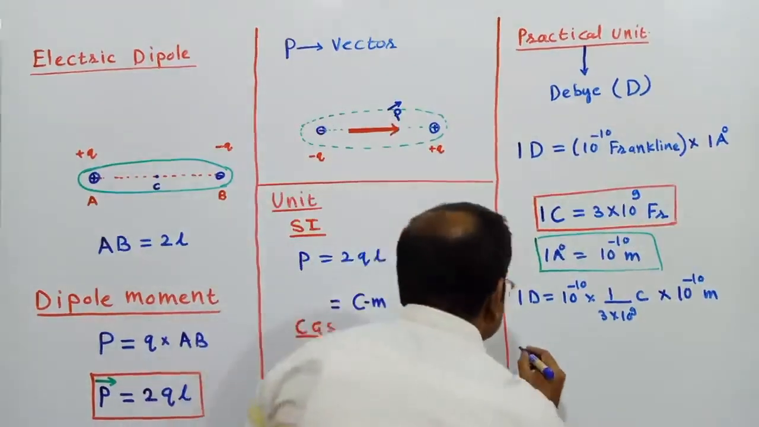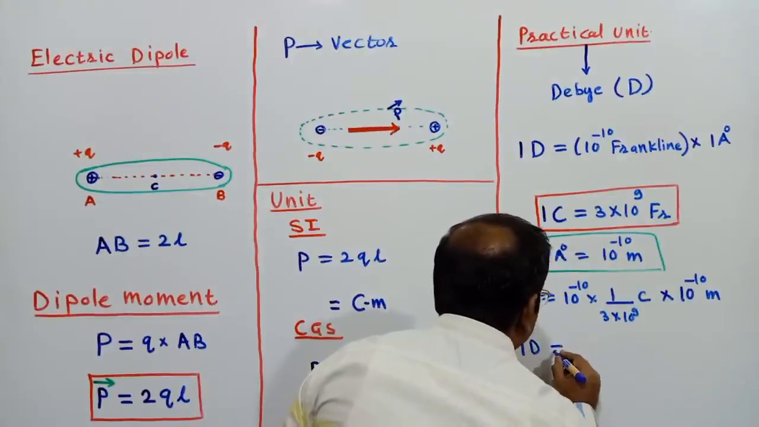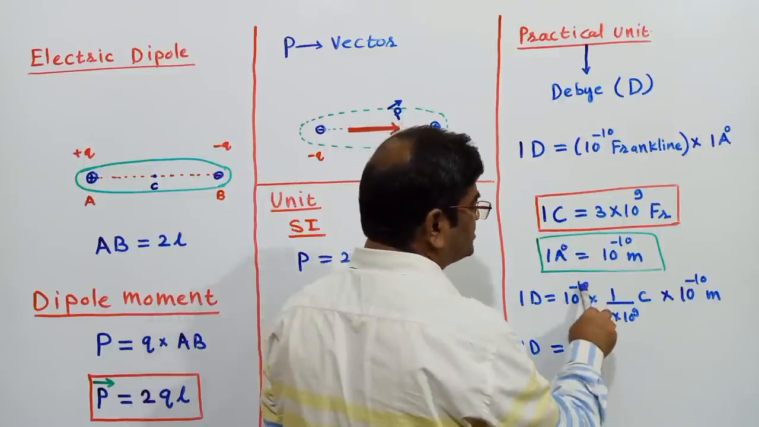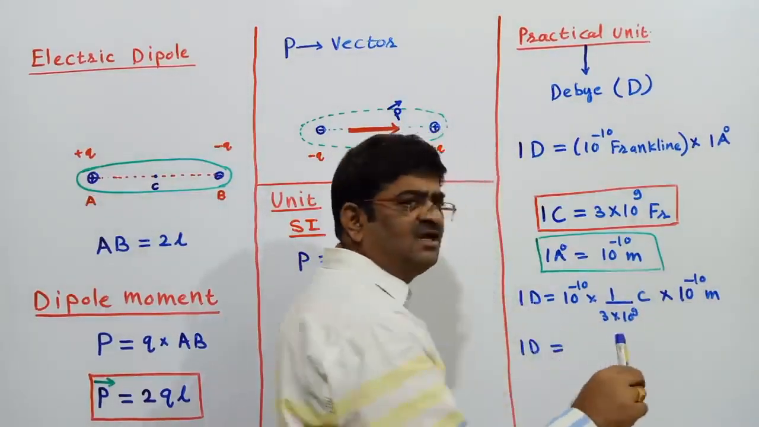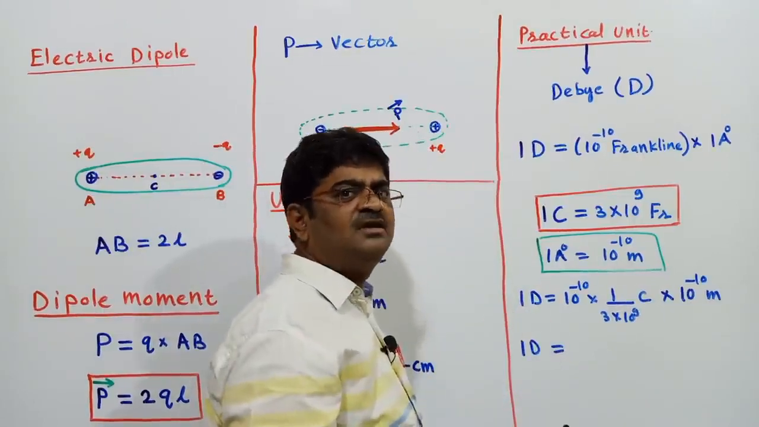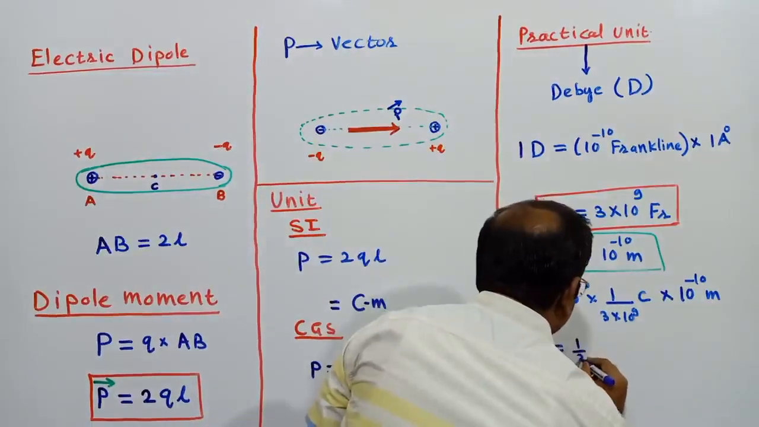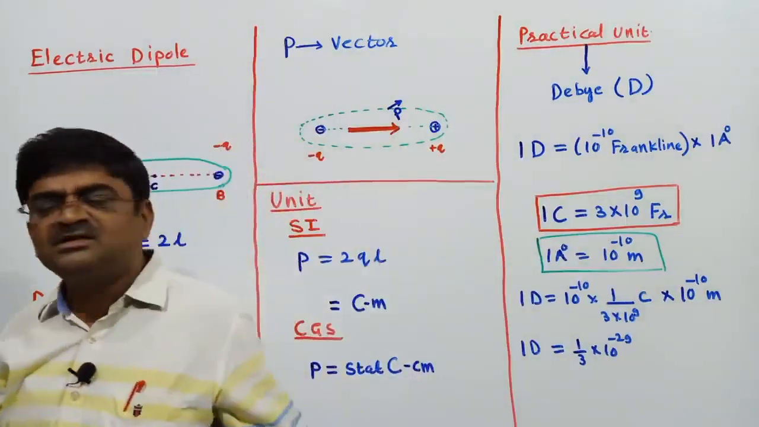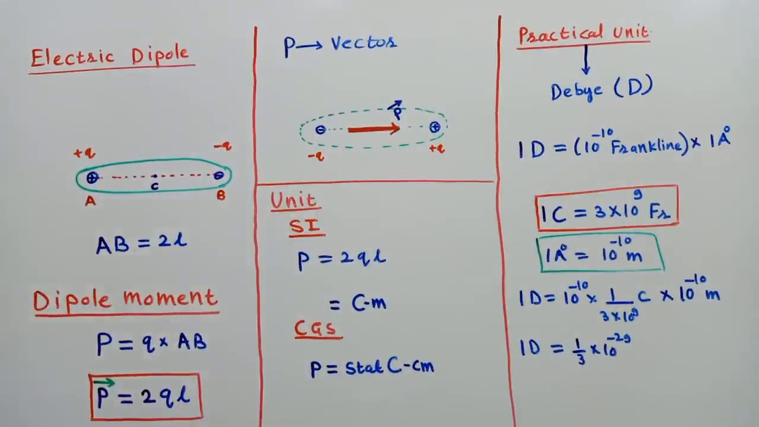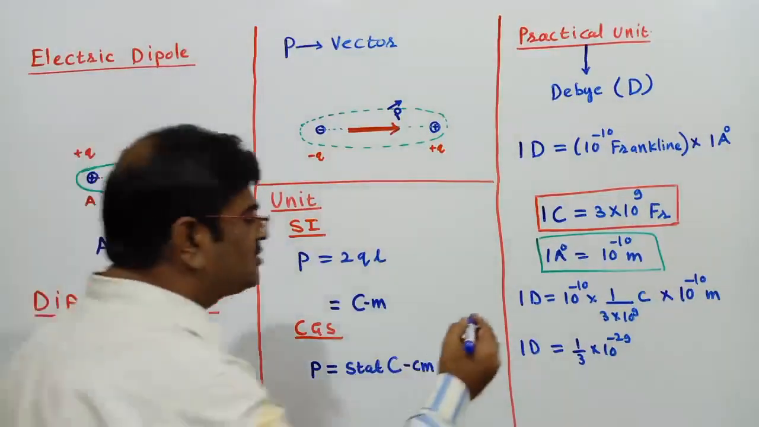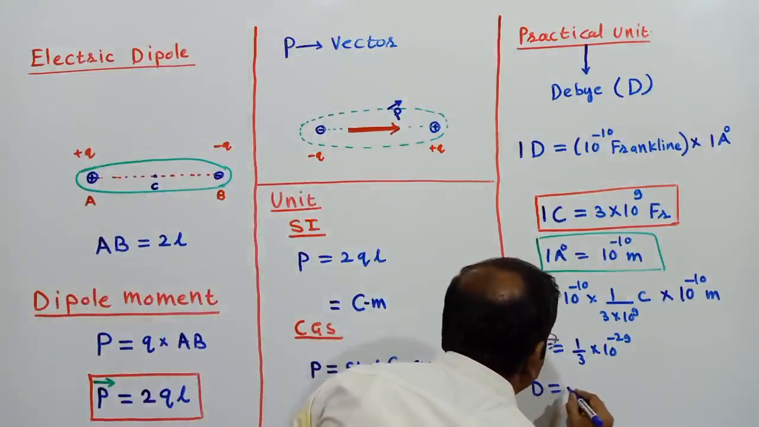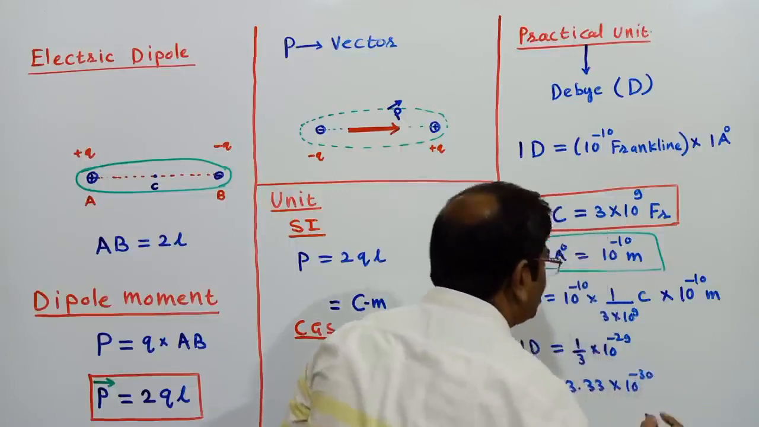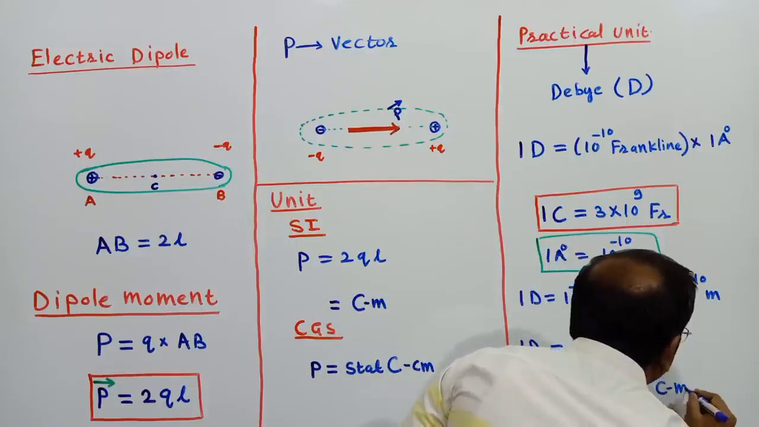What I need to do is just a simple step for the calculation. 1 Debye equal to, let me connect the powers first. This is minus 10, minus 10, minus 20, and 9 will go down, minus 29. So 1 by 3 into 10 to the power minus 29. You can go ahead with a simple step of the calculation, and if you work it out, you get this as 3.33 into 10 to the power minus 30 coulomb meter.